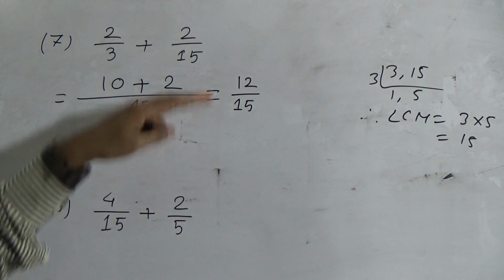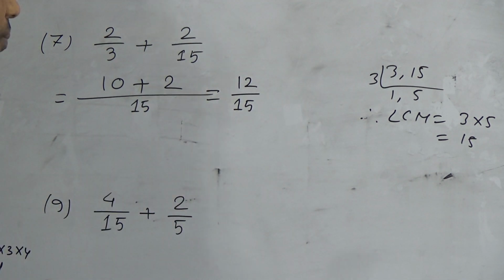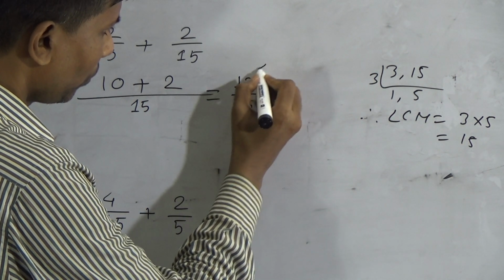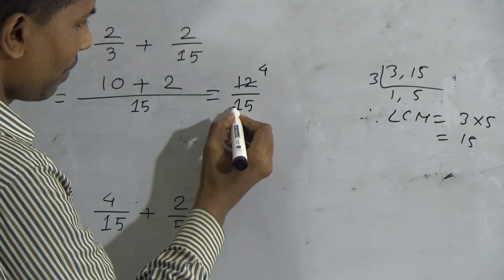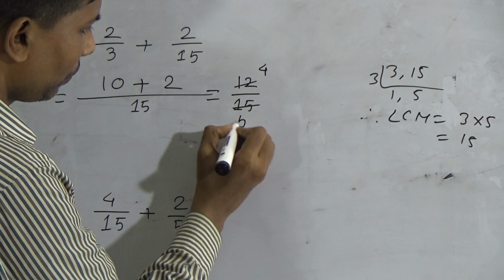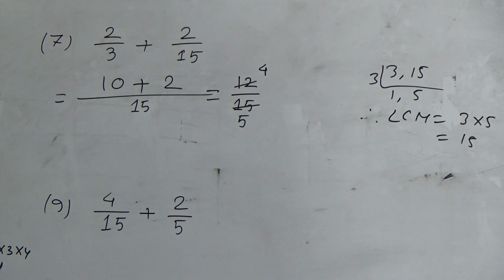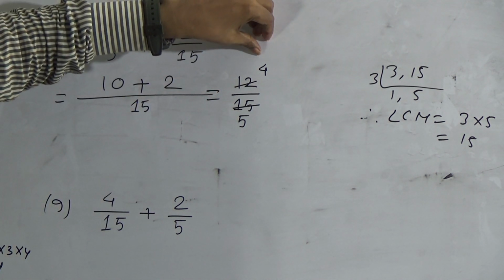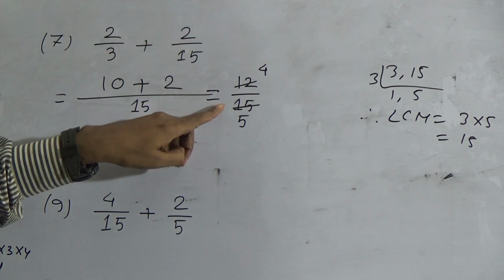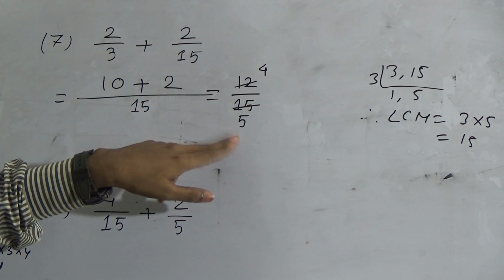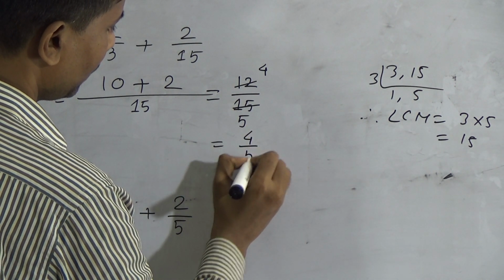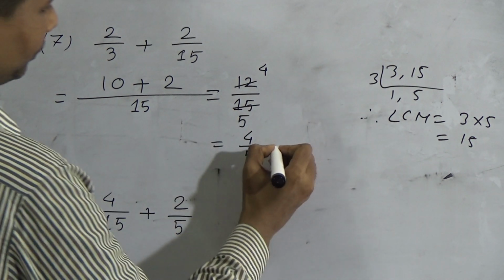Now see, between 12 and 15, there is a common prime number. Okay, you can divide 12 by 3, then you get what? 4. Similarly, divide 15 by 3, then you get what? 5. Therefore, our answer is what? 4 by 5. And this is the answer.